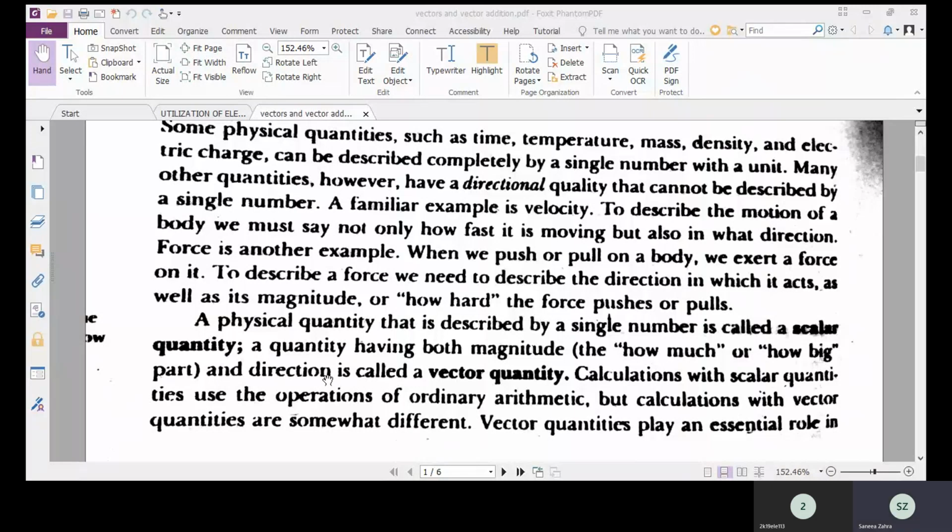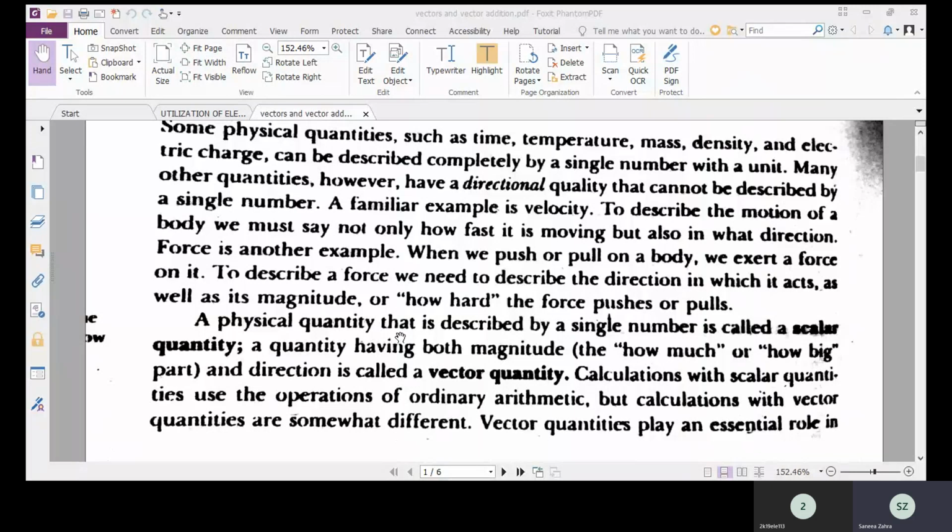A physical quantity described by a single number is called a scalar quantity. Whereas the quantities which contain both the magnitude and the direction, we call them vector quantities. Calculations with single quantities are easier. We only use arithmetic rules to simply add them or to multiply them or to divide them. We are just dealing with numbers.